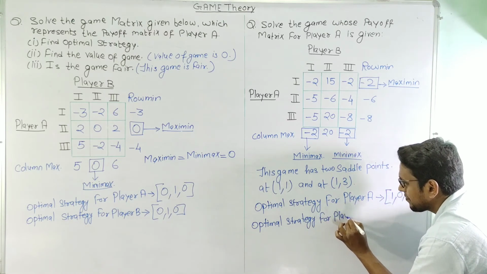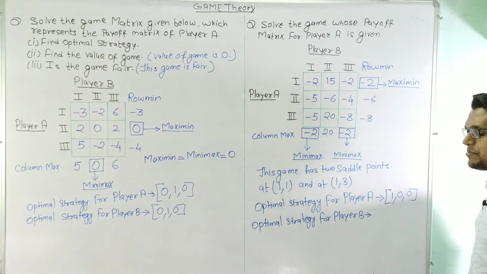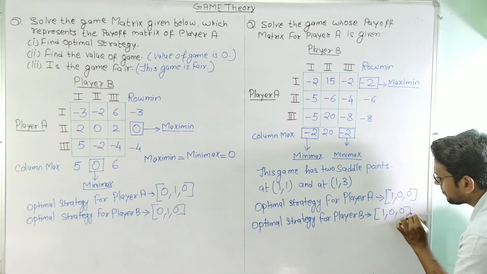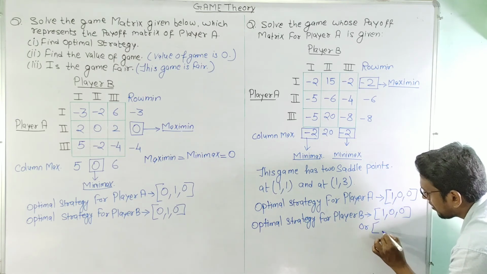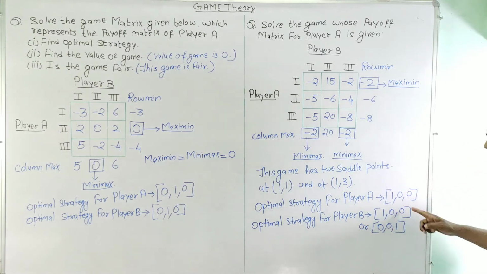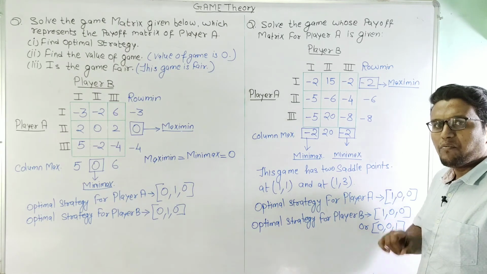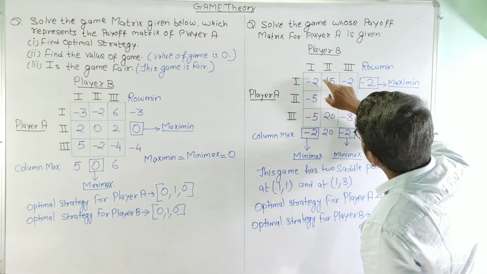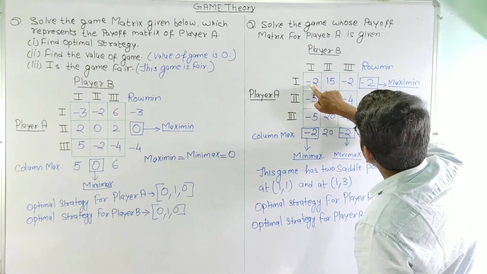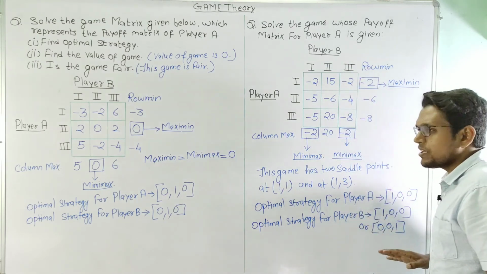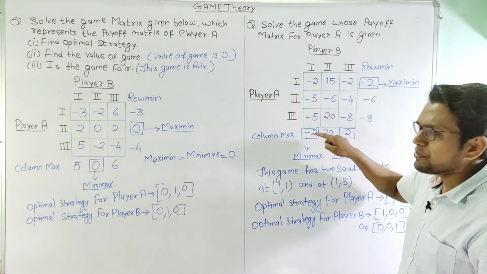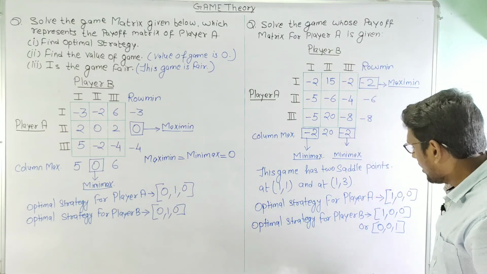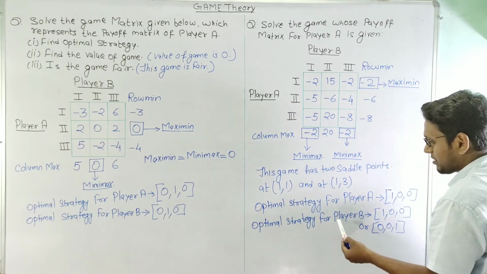Similarly, we can have optimal strategy for player B, and this can be represented by 1 0 0 or 0 0 1. Now what this suggests is that we can have one saddle point at a time, because if we consider the strategies for player B, the saddle point existed in strategy 1 at this location and in strategy 3 at this location. So either player B can play strategy 1 100% of time, or it can play strategy 3 100% of time. So there can be two possibilities, or we can say two optimal strategies for player B.